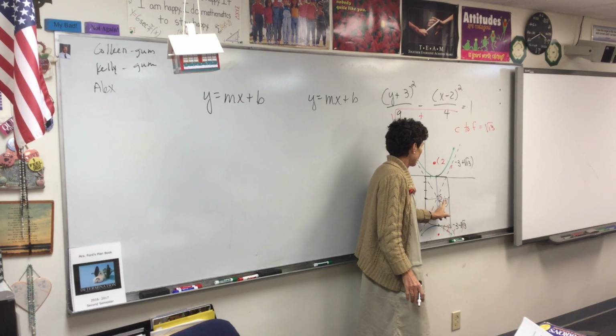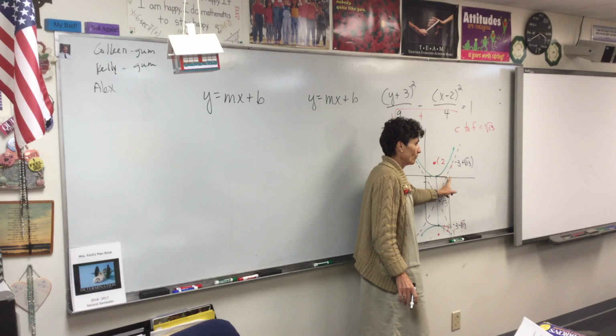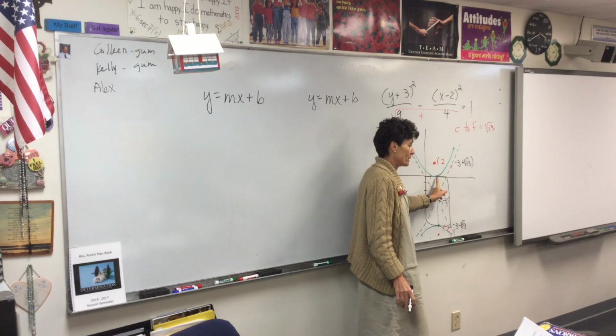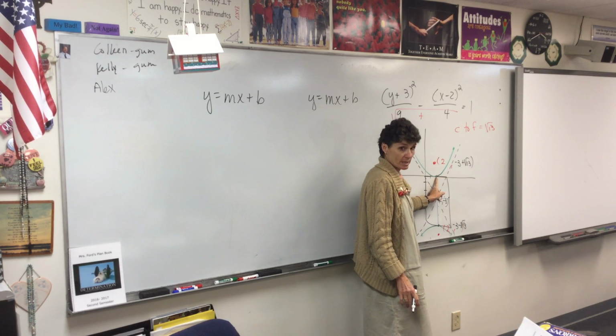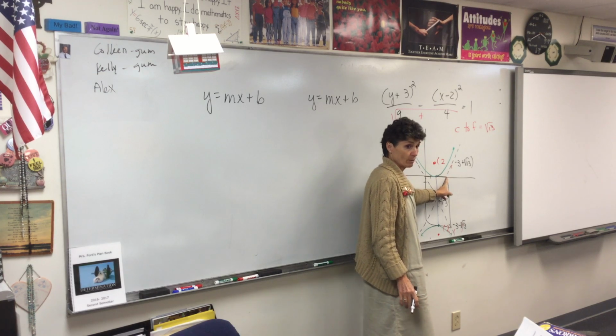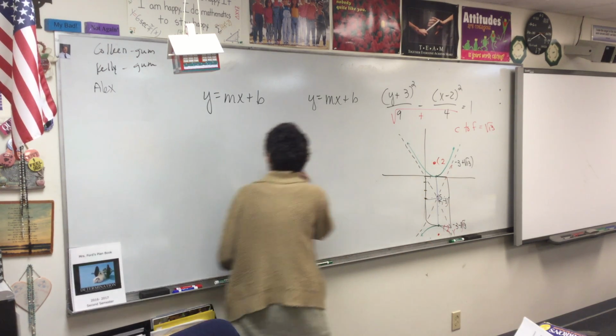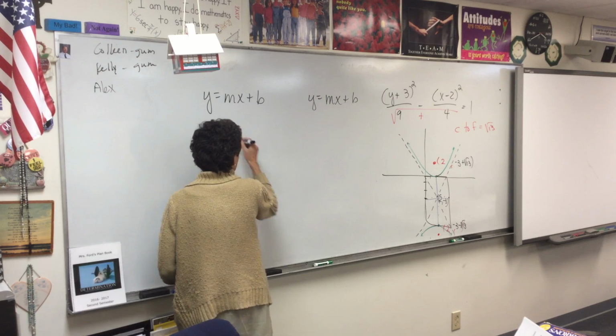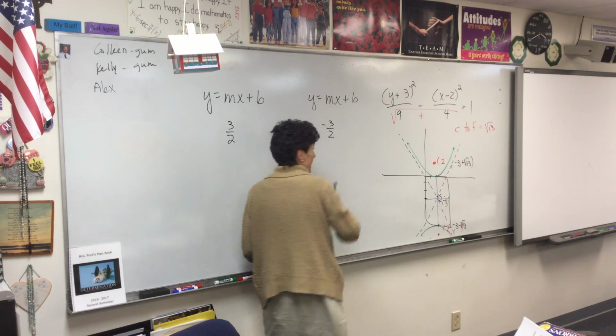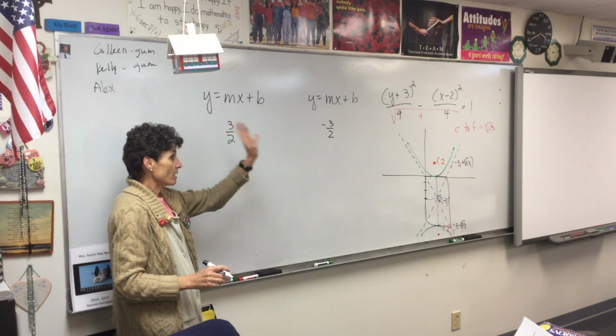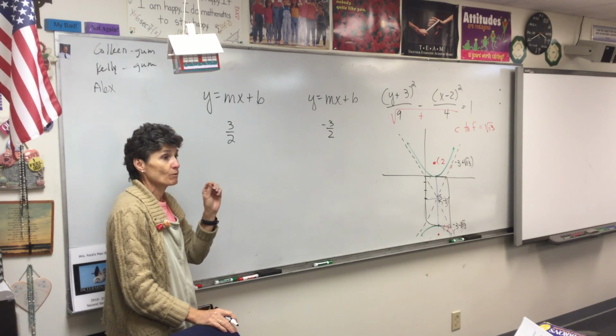Think about this picture. Rise over run. How far up did we go? 3. How far over did we go? 2. So my slope is going to be 3 halves or negative 3 halves. Up 3 over 2. That's what I'm putting in for the m.